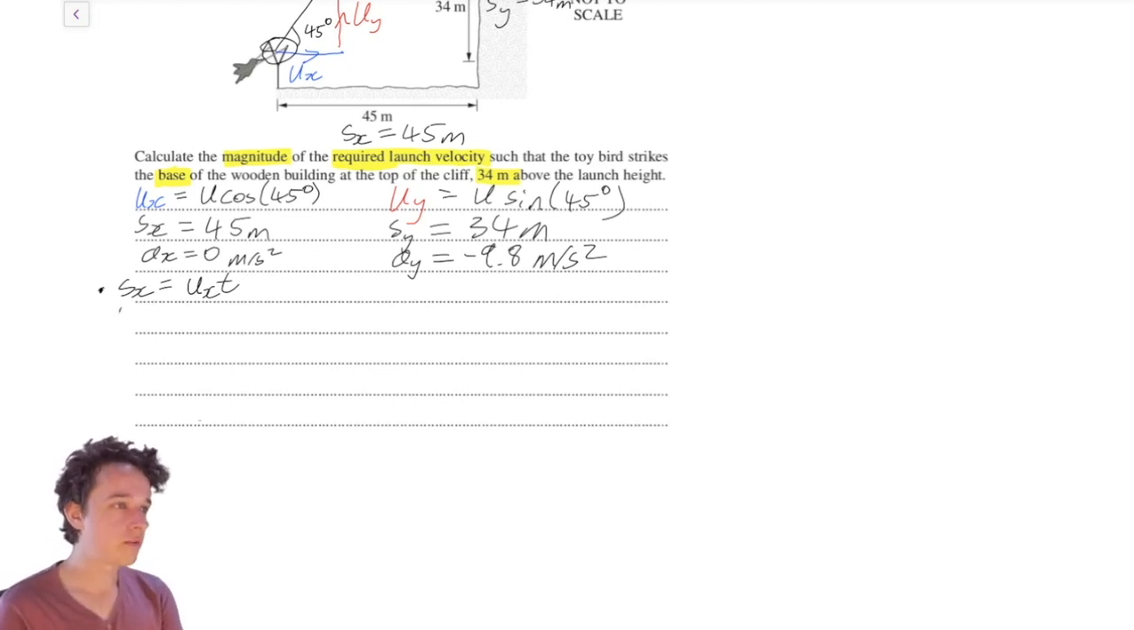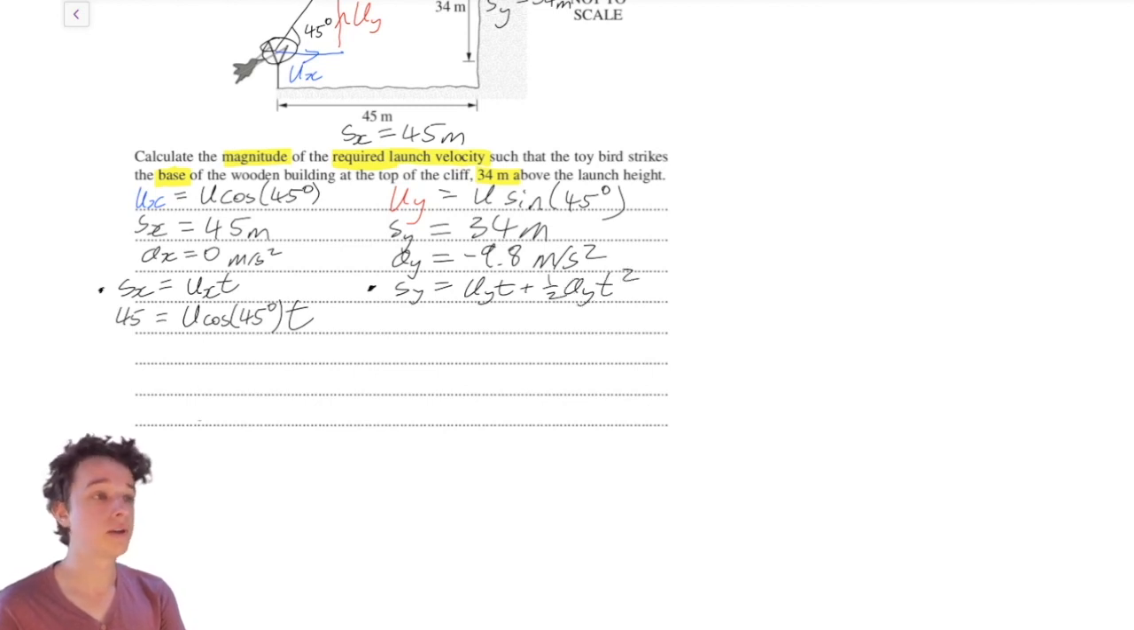And we can say that 45 is equal to u. Remember, u is what we're trying to find, right? So we're trying to find the initial launch velocity. So we have 45 equals u cos 40 multiplied by t. And for the y component, we can use, again, our trusty sy equals uyt plus half ayt squared. Sy is 34, equal to u sine 45 multiplied by t plus half of negative 9.8 t squared.